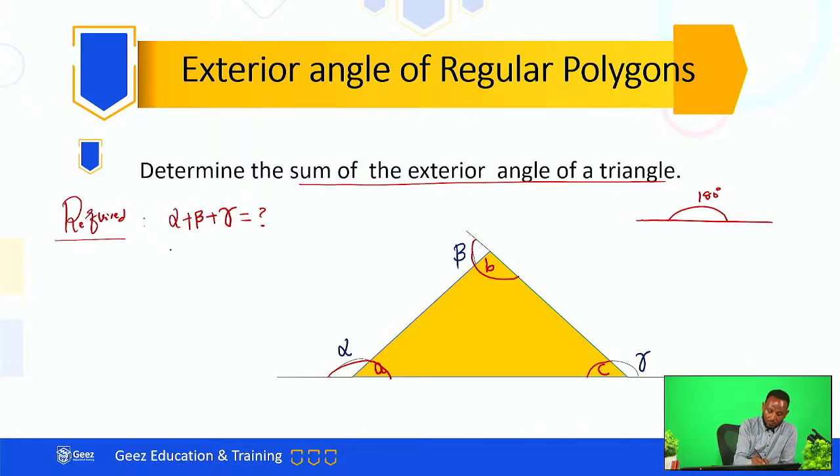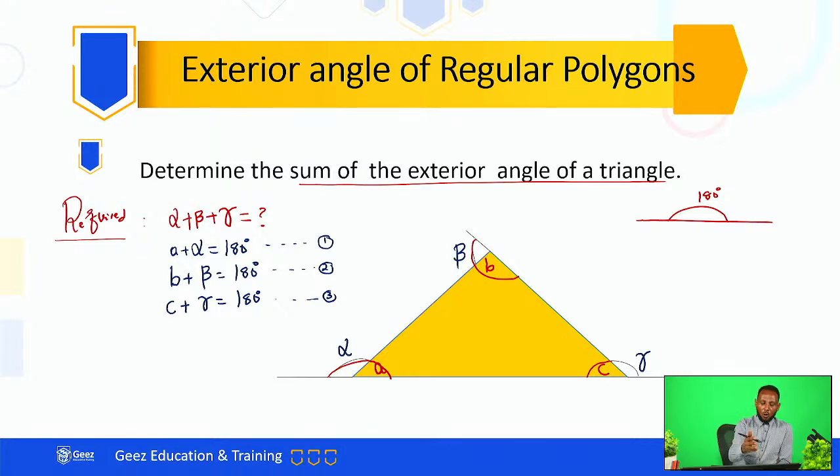Like the first one is A plus alpha is equal to 180 degrees. The reason is the sum of measure of a straight line is 180 degrees. Next one, B plus beta is still 180 degrees. And the third one is C plus gamma is 180 degrees. So we have these 3 statements.